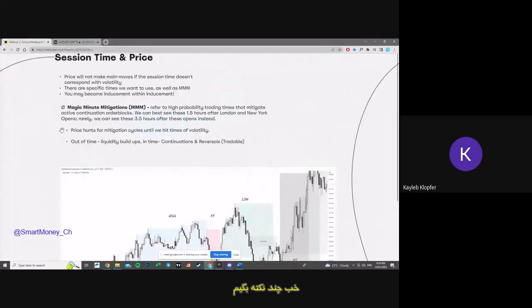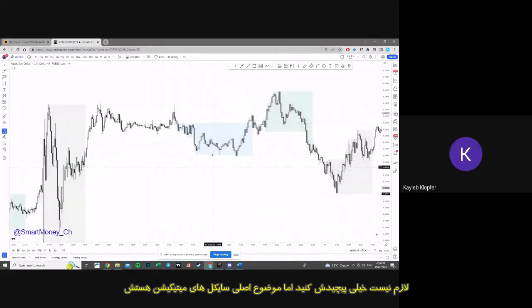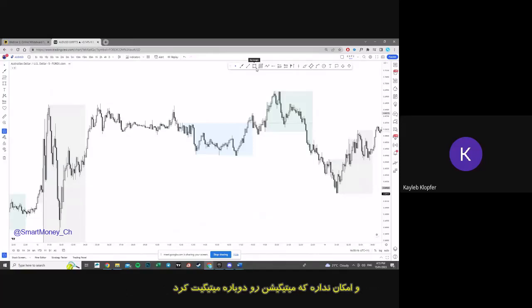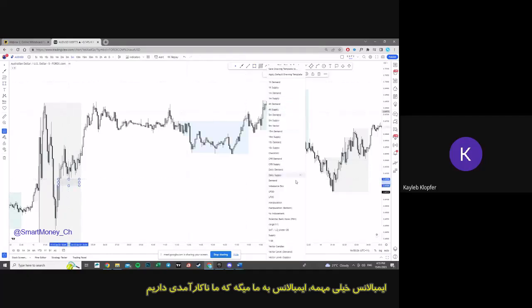Now some extra tips. Price hunts for mitigation cycles until we hit times of volatility. Okay. So when we hit times of volatility, I should have said. But that's the important thing with phase 1 and phase 2, and you don't want to complicate it, but it's all about mitigation cycles. And objectively looking at it, we can't re-mitigate a mitigation, okay? So first step to do so is find our imbalance. Imbalance is very important. Imbalance is telling us we have inefficiency in the market, so IPA, inefficient price action.